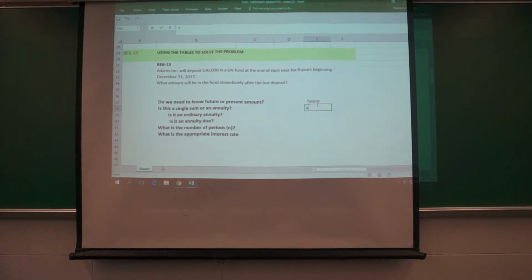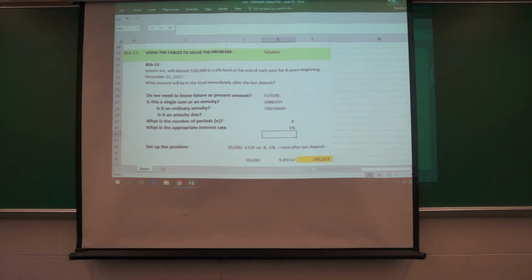Single sum or an annuity? Well, this is an annuity. It's a stream of equal payments. Is it ordinary or annuity due? Where they're saying at the end of the year, this is an ordinary annuity. Number of periods, it's going to be 8, and the interest rate is 6%.